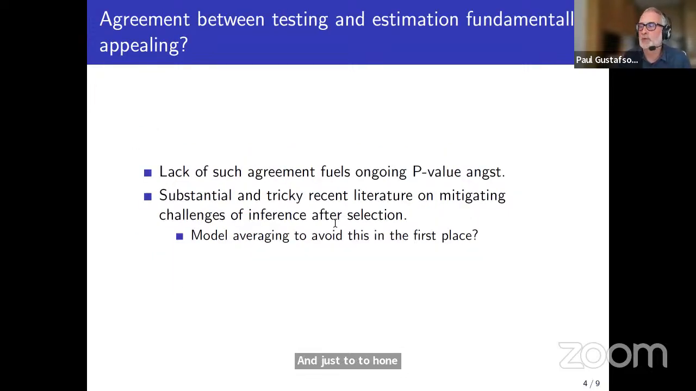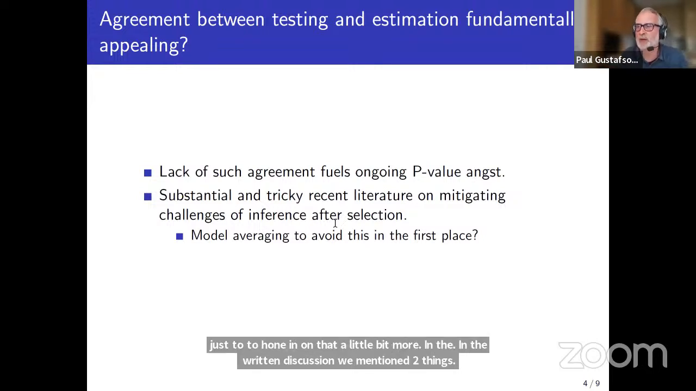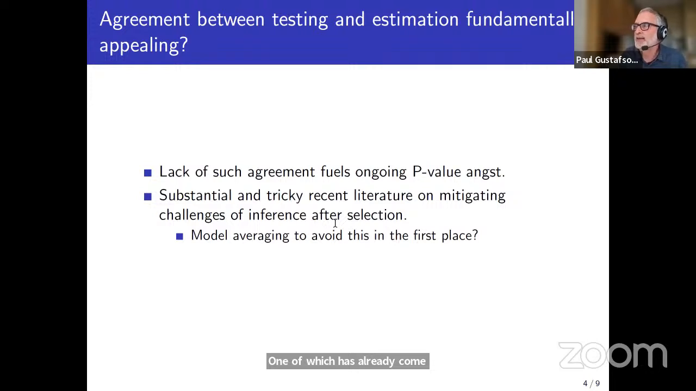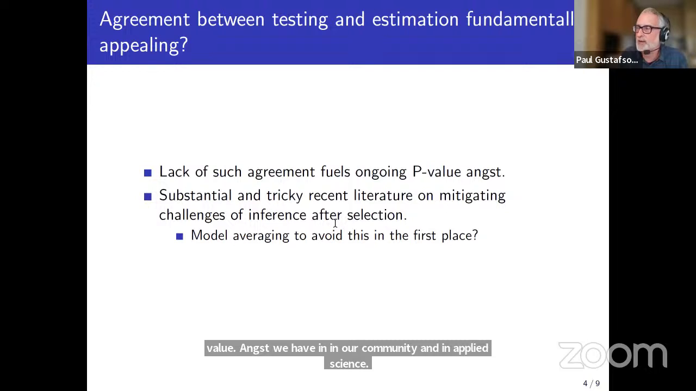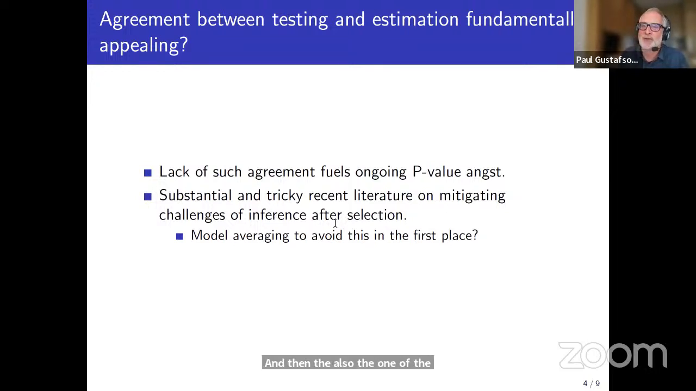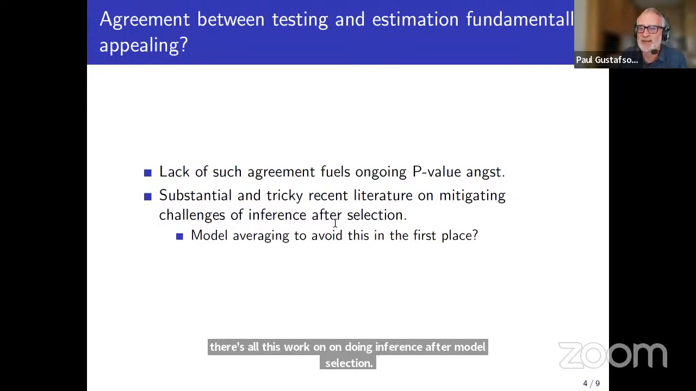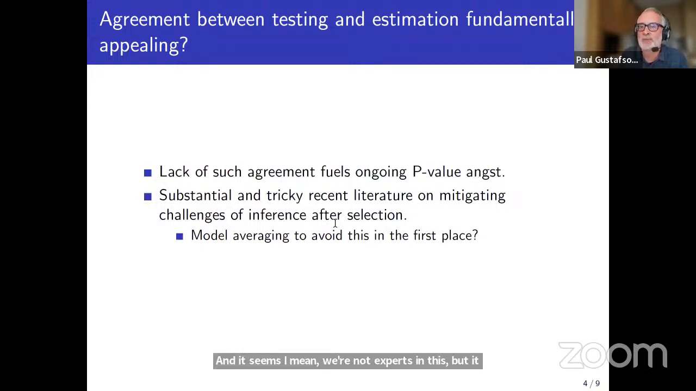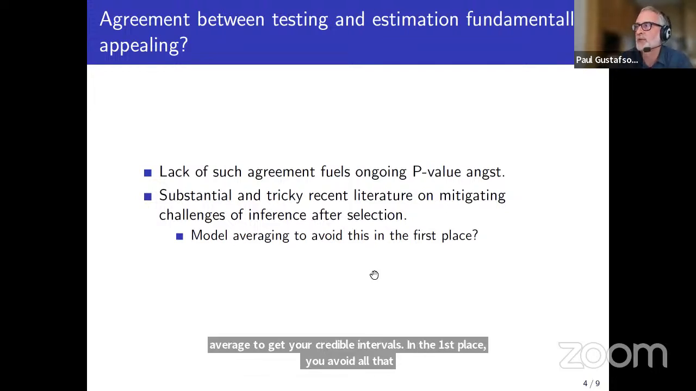And just to home in on that a little more, in the written discussion we mentioned two things, one of which has already come up in one of the questions today. We do worry that not having agreement between testing and estimation, not having a back and forth where the intervals reveal the test results, maybe is part of the fuel for the ongoing p-value angst we have in our community and in applied science. And then there's all this work on doing inference after model selection. From what we've seen, it does seem quite difficult. And if you're willing to model average to get your credible intervals in the first place, you avoid all that challenge. So that's our philosophical take.